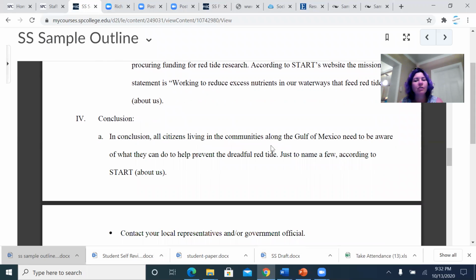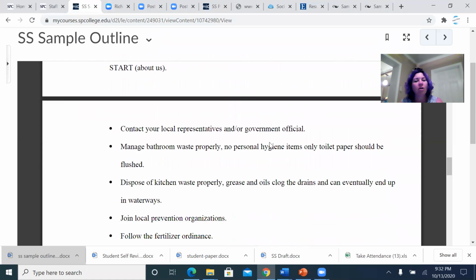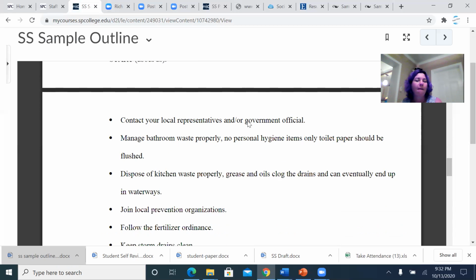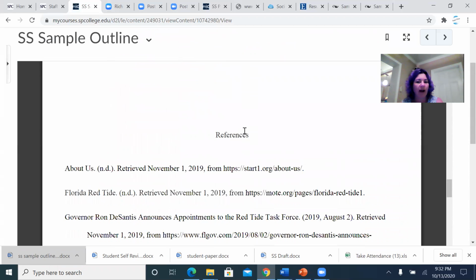The conclusion should be a direct call to action. That's what we have here, this list of possible things that residents or citizens can do. So we know we're not going to use second person pronouns. So citizens of Florida should contact local representatives and government officials. So this is an outline, so it's not perfect. We would manipulate this information into sentence format for our actual draft.